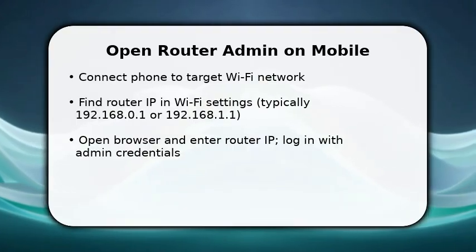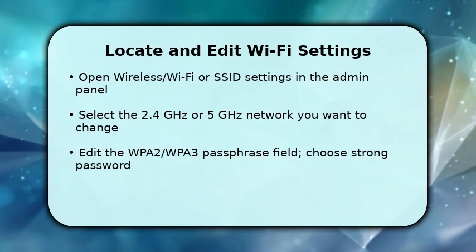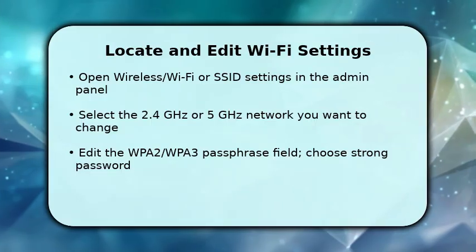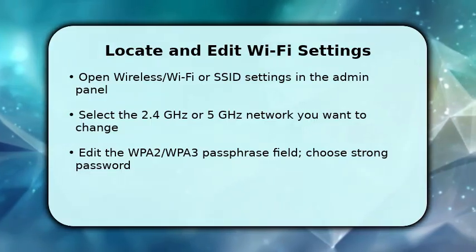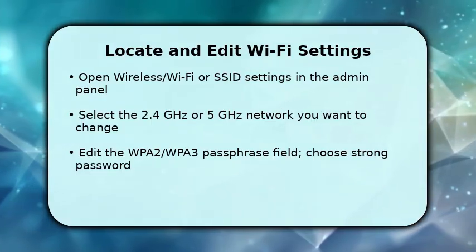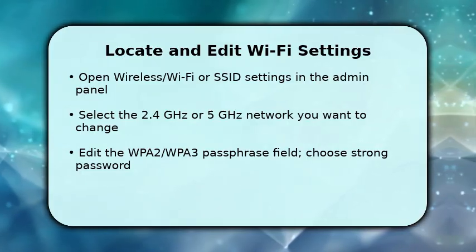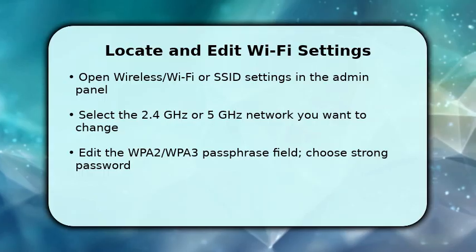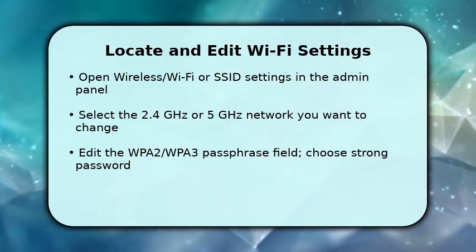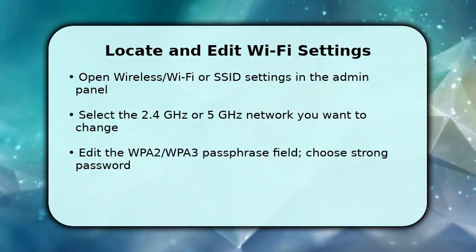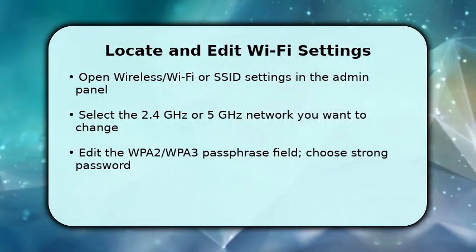Once you're inside the admin panel, find the wireless, Wi-Fi, or SSID settings. Routers often separate 2.4 GHz and 5 GHz networks. Tap the network name you want to change and locate the security section where the WPA2 or WPA3 passphrase lives. Replace the existing passphrase with a strong new password.